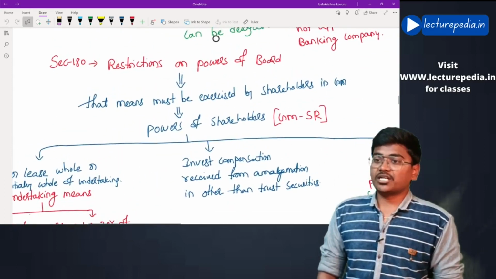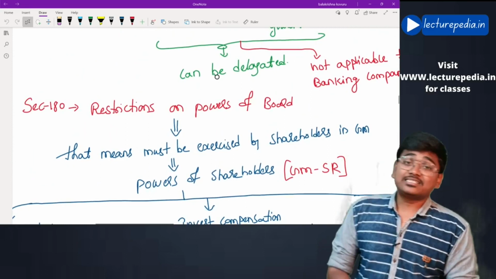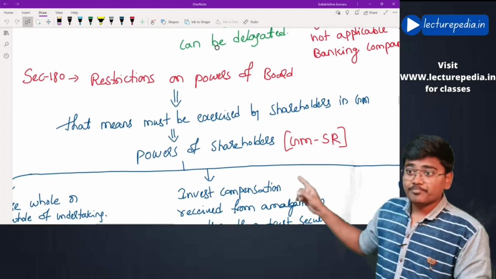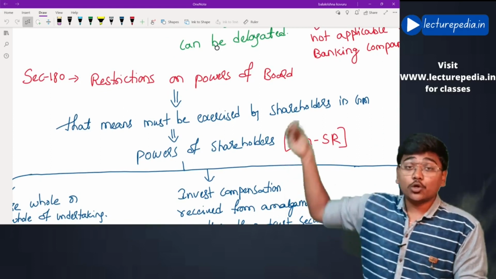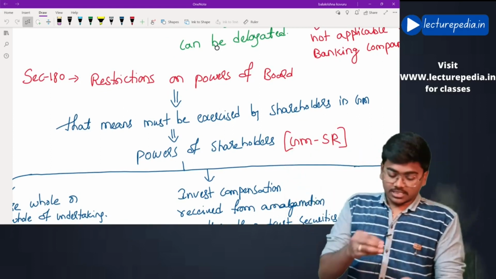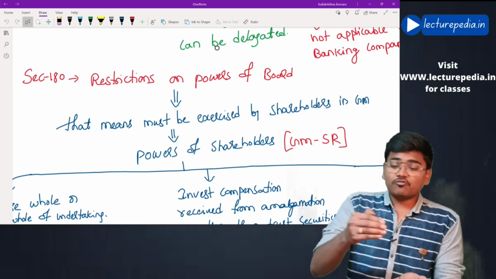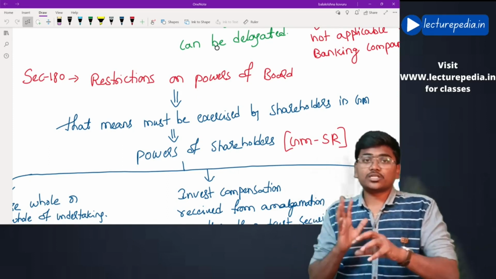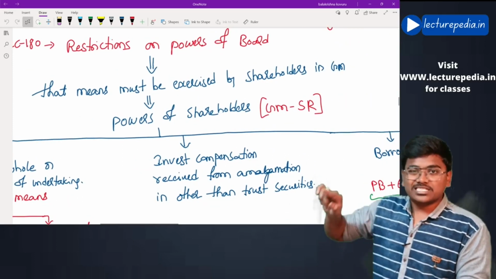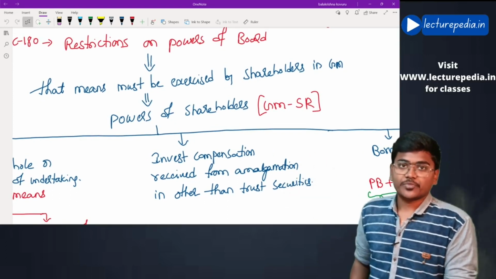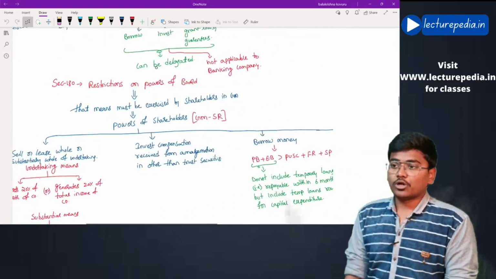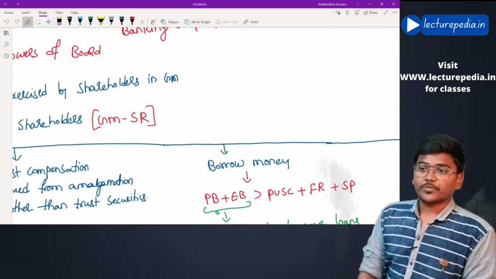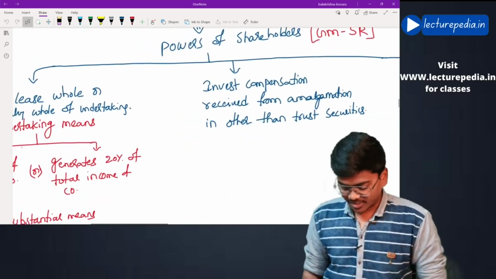Next, section number 180, which deals with restrictions on powers of the board. Restrictions means these powers must be exercised by shareholders in the general meeting. Restriction on powers of the board of directors means these powers must be exercised by shareholders only. That means you can simply call it powers of shareholders. They have to approve these 4 resolutions, which we will be discussing, through a general meeting special resolution by shareholders. What are they?